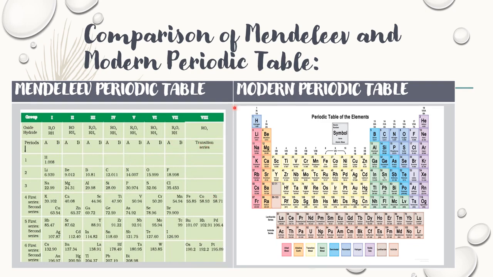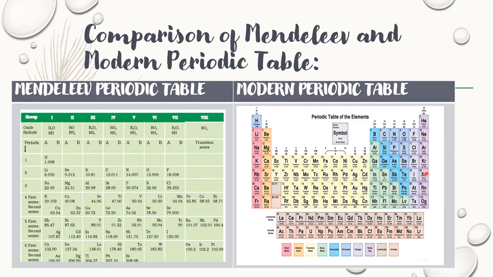Now let us see the modern periodic table. There are 18 groups, and let's see how these 18 groups come about. In the modern periodic table, there are 17 groups, and the last one, that is the 18th group, the noble gas or zero group, was discovered after the Mendeleev periodic table. It indicates that it does not participate in any chemical reaction.